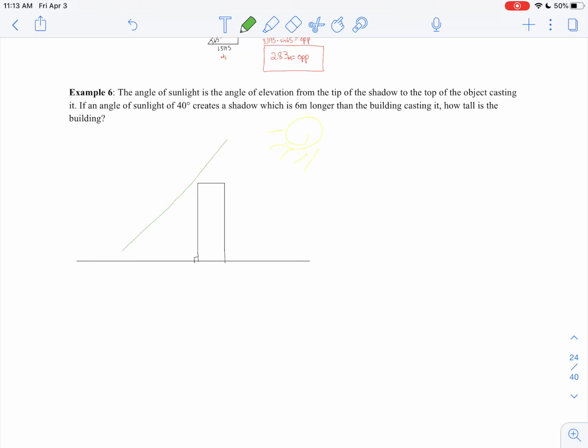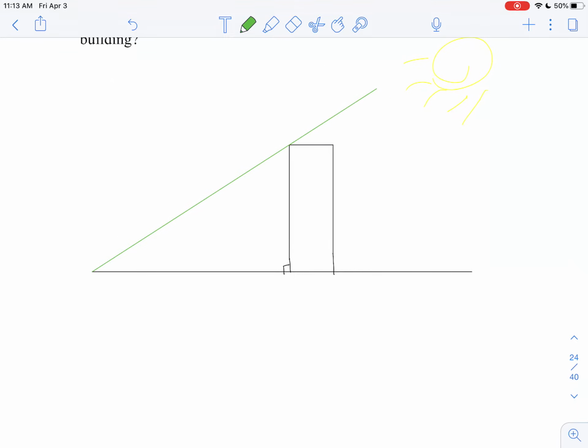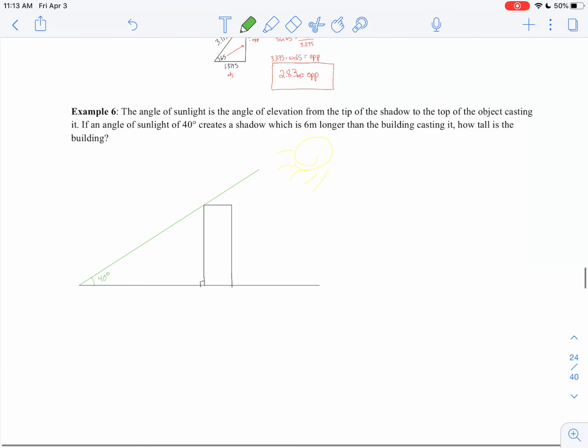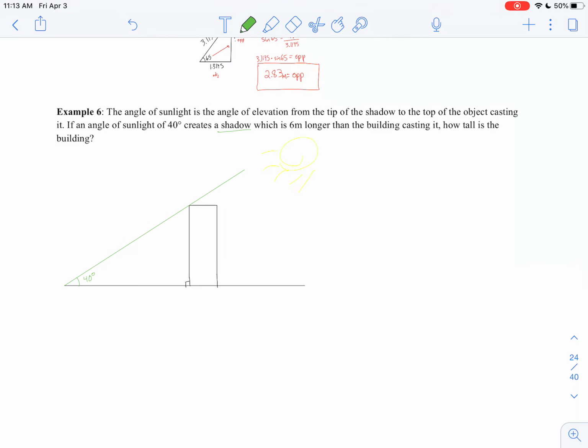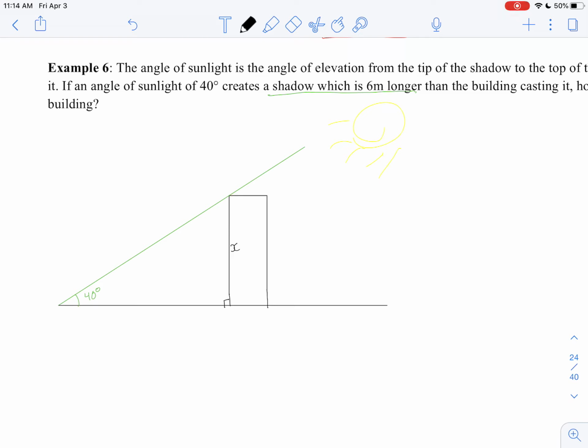Hits the ground something like this. I want it a little longer. Of course, these are all just relative. And they're saying that this angle down here is 40 degrees because that's the angle of elevation, so it goes from the horizontal upwards. And they also say that the shadow is 6 meters longer than the building that is casting it. So if I label my building as X, then this shadow is 6 meters longer, so it is X plus 6.